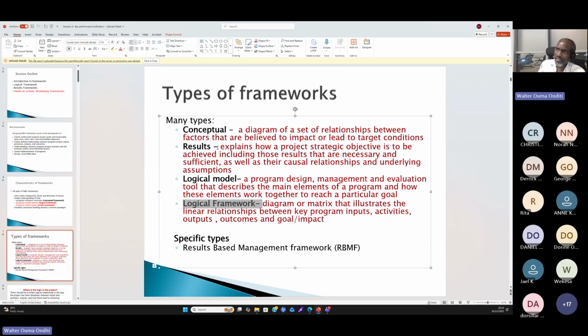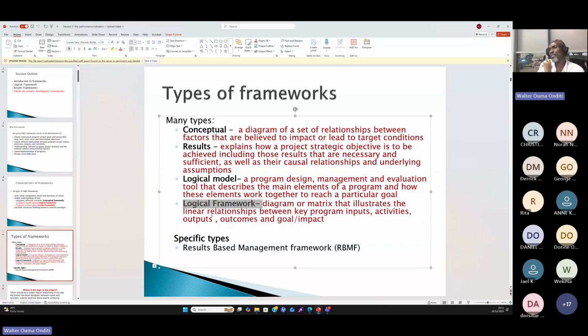So results, we had defined it somewhere. The results framework explains how our project's strategic objectives are to be achieved, including those results that are necessary and sufficient, as well as their causal effect relationship. The logical model: how does one intervention lead to the other? A program design, management, and evaluation tool that describes the main elements of a program and how these elements work together to reach a particular goal. We are going to see them.